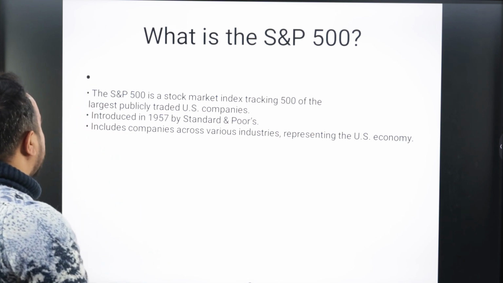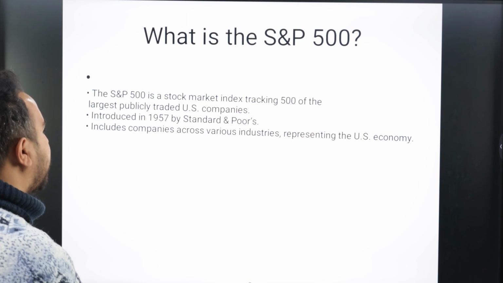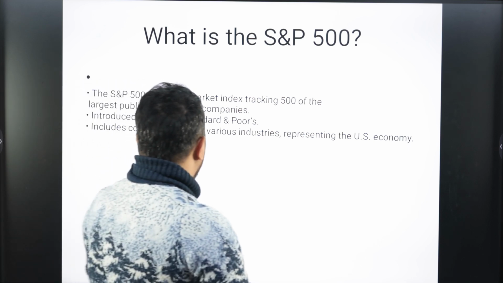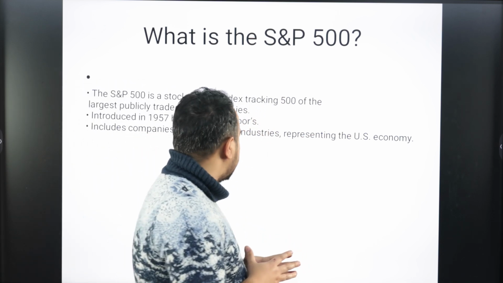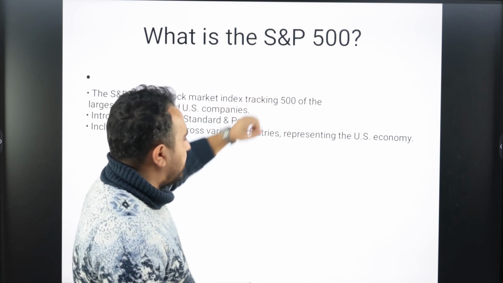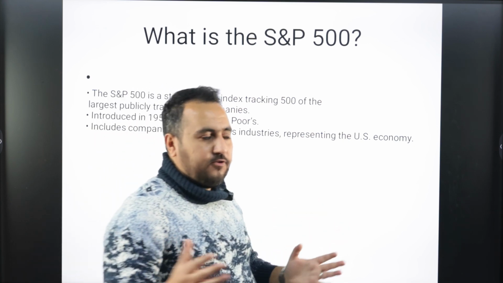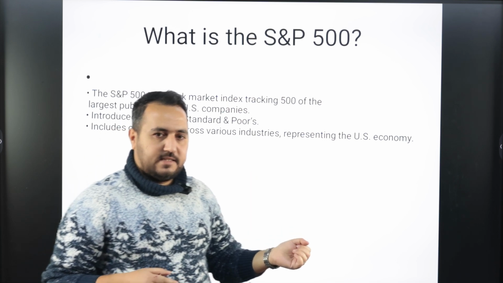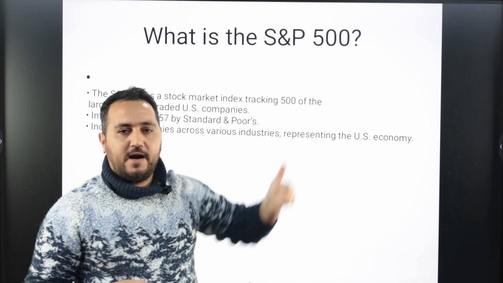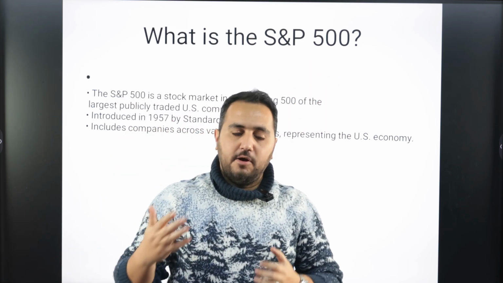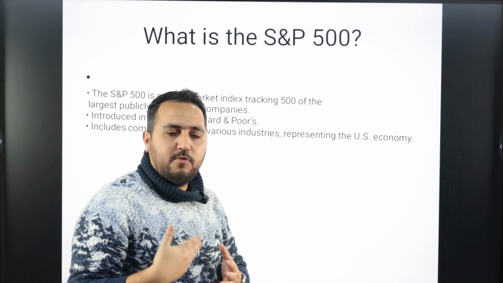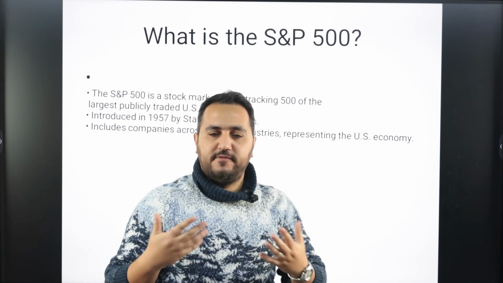The S&P 500 is a stock market index tracking 500 of the largest publicly traded U.S. companies. Here is some interesting information: these 500 companies in the S&P index are not of the same value. For example, if Apple's share moves 10% in the S&P 500, it has more effect on the index price than another company moving 20% or 15%.